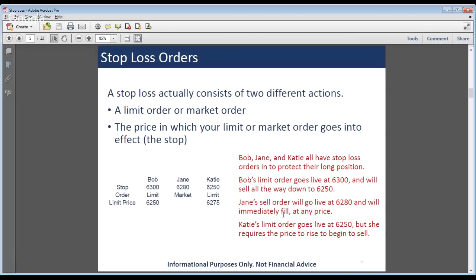In this example, Bob's limit order will go live at a stop at 6,300, and he will sell all the way down to 6,250. Jane's order will go live at 6,280 and will immediately fill at any price, wherever there's liquidity. Katie's order would go live at 6,250, but she actually requires the price to rise before she begins to sell. So it's very important that you choose the order that you want, stop limit or stop market, and carefully choose the prices, because your execution can vary dramatically.